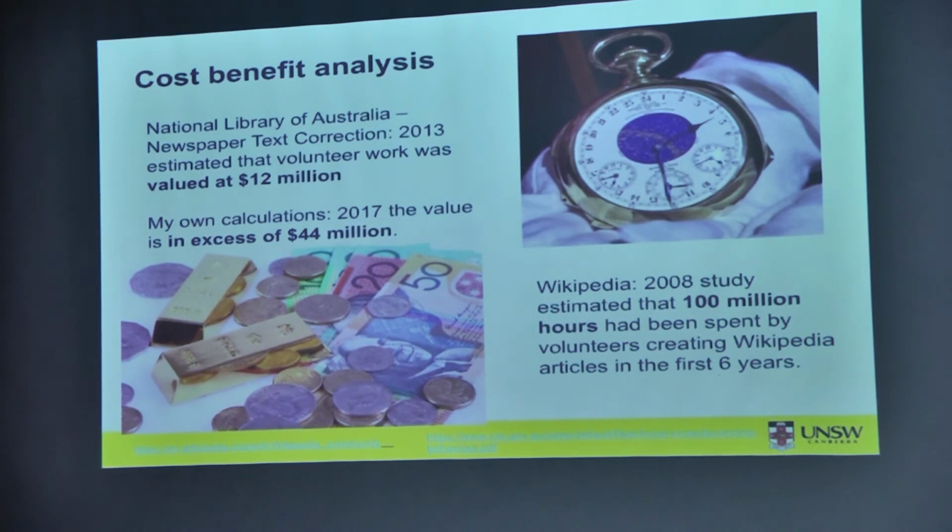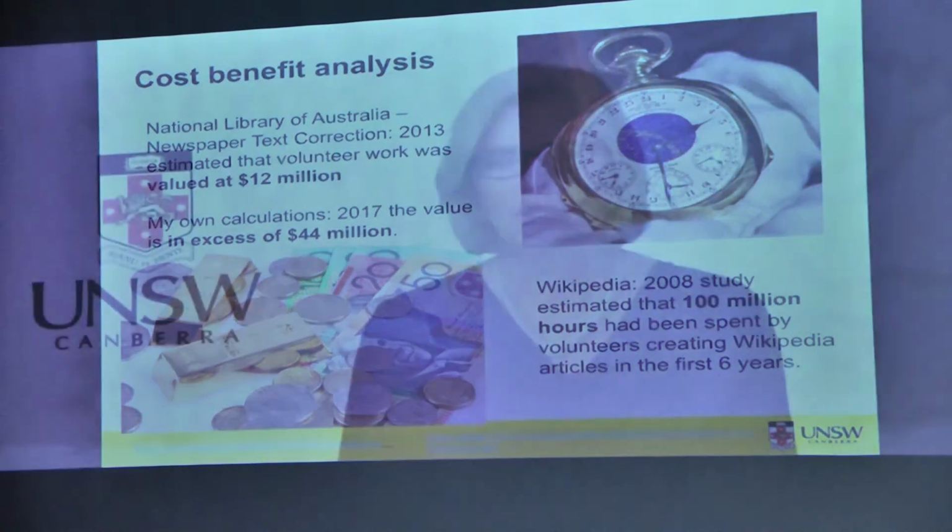This month, October 2017, I did my own calculation. The cost benefit of text correctors in Trove was in excess of $44 million. I calculated this by working out that in a single hour, an average person can correct 95 lines, although the top text correctors are doing about double this amount.